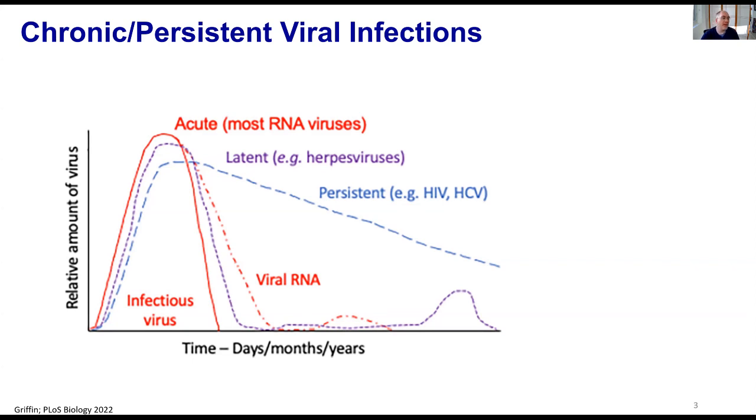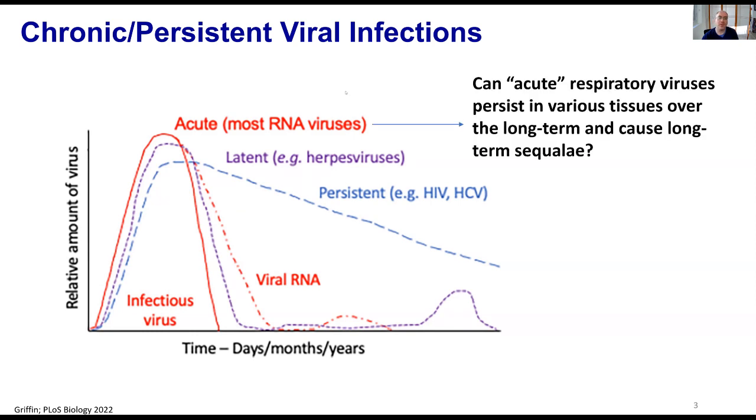And I think that when we think about viral infections, we think about acute viral infections, so traditionally here in red. For example, most RNA viruses, and this is from a recent review from Diane Griffin, a just fantastic review in PLOS Biology. And then obviously there are other latent or persistent viral infections with features of both in many of these. For example, human herpes viruses, HIV, hepatitis viruses, et cetera.